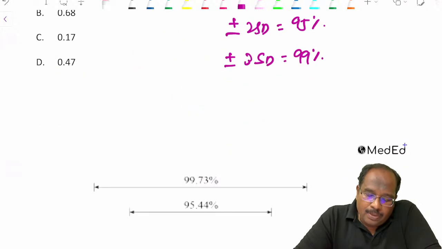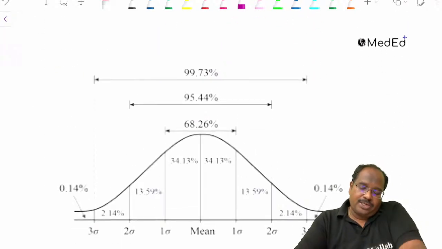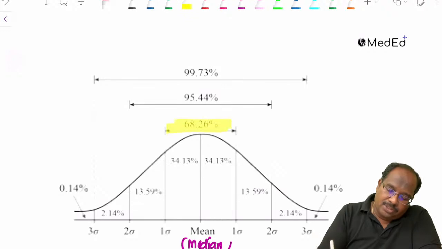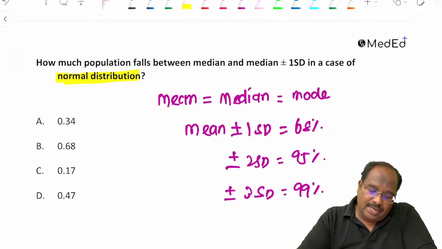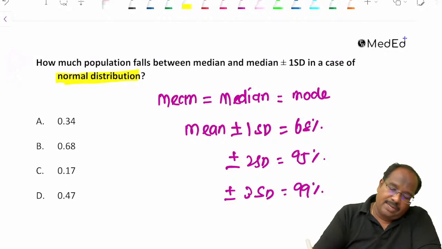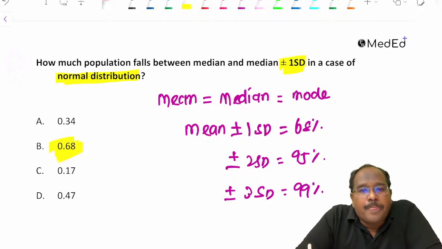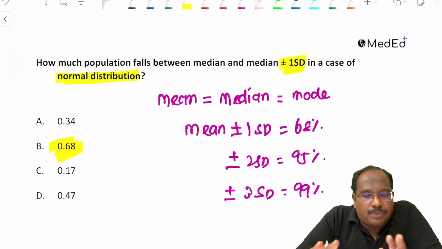Okay, look here. So the question here, this is what is asked. Here it may be mean or median. The question is how much it corresponds. 68%. So 1 standard deviation was the question. 1 standard deviation corresponds to what? 68% of the area. So 1 standard deviation corresponds to 68%, 2 means 95, 3 means 99.